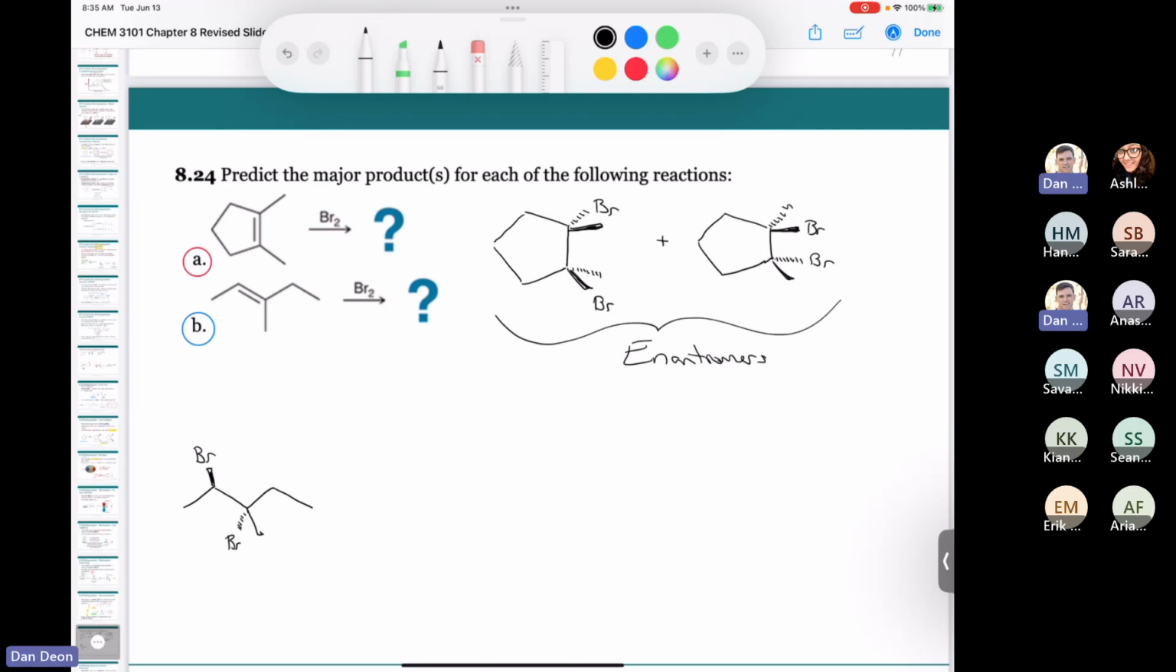And that means the methyl group would be going up. And then I'm going to reverse those bromines. So I'm going to have this bromine going down. There we go. I have the methyl group going down and the bromine coming up like that. What do you think? So again, we end up with a pair of enantiomers.